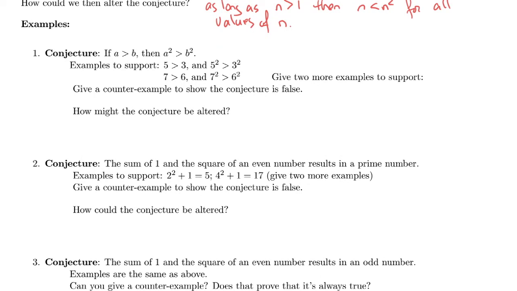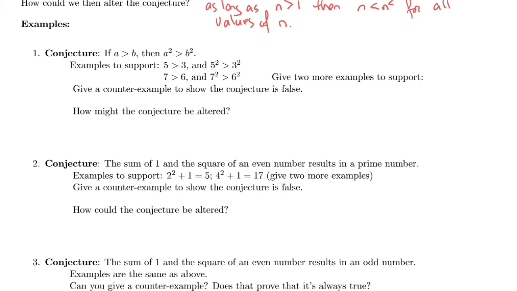Okay, so here's a conjecture that I'm going to give. If a is greater than b, then a squared is greater than b squared. And I've got some examples. I know that if 5 is bigger than 3, 25 is bigger than 9, and 7 is bigger than 6, 49 is bigger than 36. So give 2 more examples.